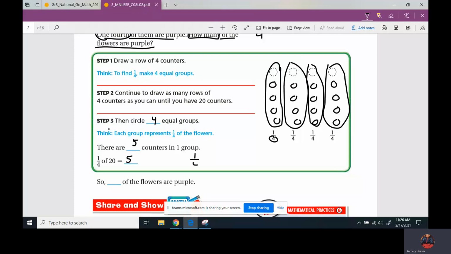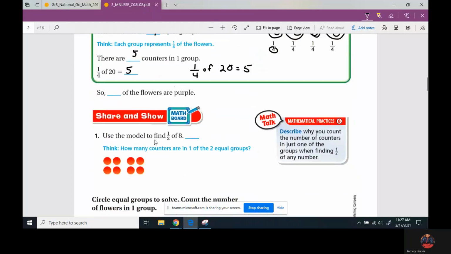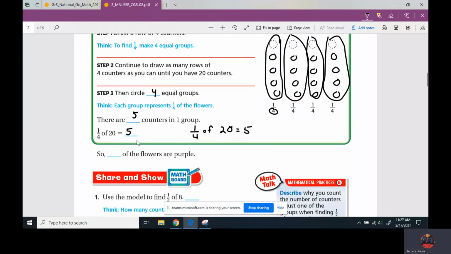And let's go back to what I was telling you. How many times can 4 go into 20? 4 times what makes 20? 5. All right. Pause it here if you need to. I'm going to keep going. So 5 of the flowers are purple.